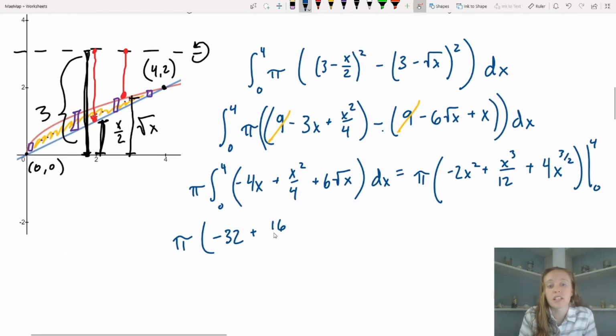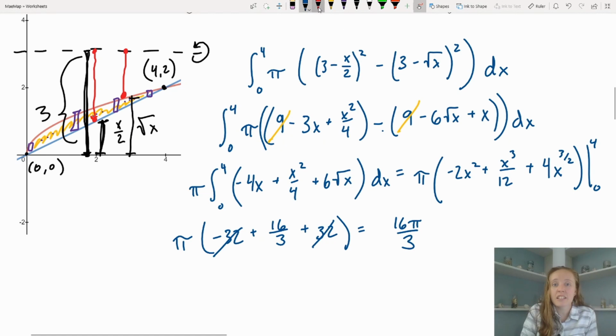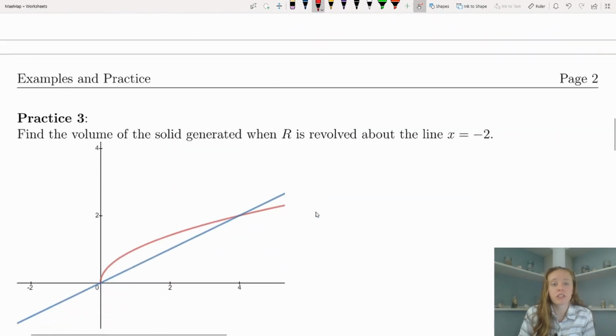So this will be 16/3, and then I'm going to be adding that to, if I take 4 and raise it to the 3/2, that's the same as 2 cubed, which is 8, and 8 times 4 is 32. And you see, this simplifies down nicely. Negative 32 cancels out with 32, so 16 pi over 3 is my volume in practice problem number 2. Let's move on to the next one.